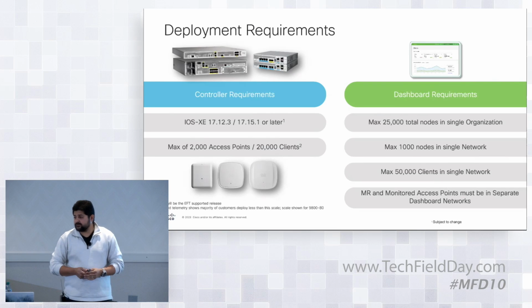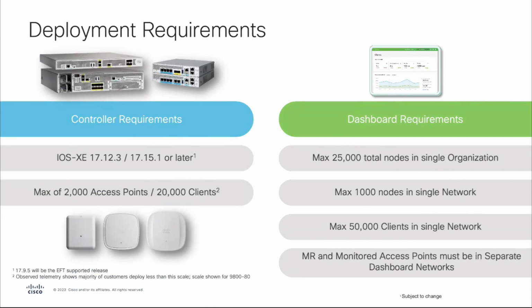Initially, we are starting with a scale of 2,000 access points and 20,000 clients per controller. But I think we were looking at the data, and the majority of the deployments fall in that bucket. Now, as we start coming into dashboard, you have to think about the constructs in dashboard.